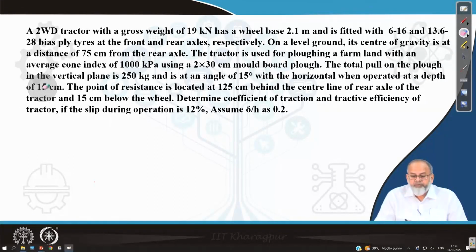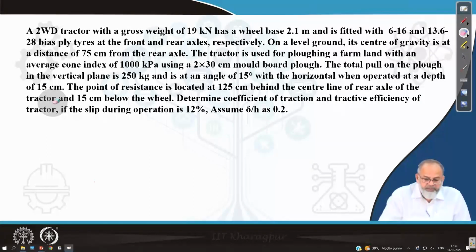The tractor will be used for plowing a farmland with an average cone index of 1000 kilopascal using a two-bottom moldboard plow. The total pull on the plow in the vertical plane is 250 kg, and it is at an angle of 15 degree with the horizontal when operated at a depth of 15 centimeter. Then the center of resistance is located at 125 centimeter behind the center line of the rear axle of the tractor and 15 centimeter below the wheel.